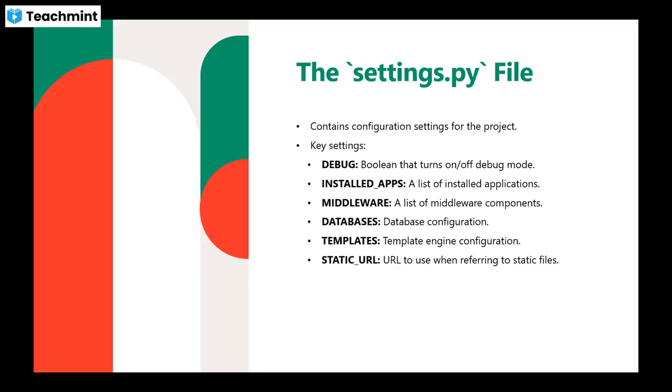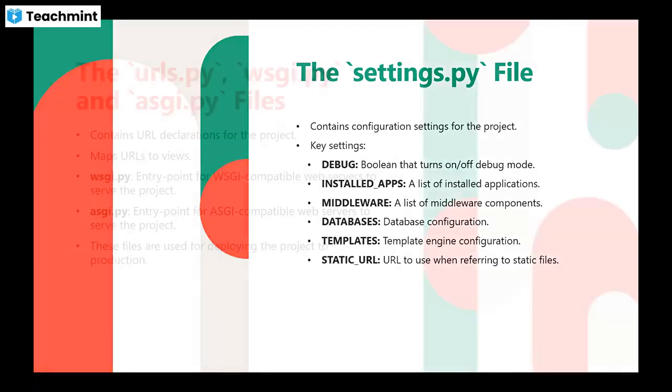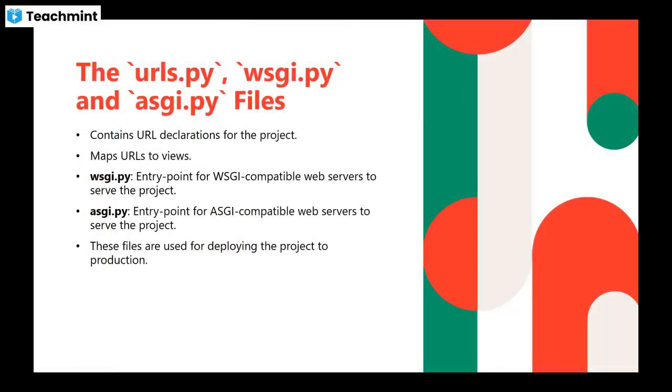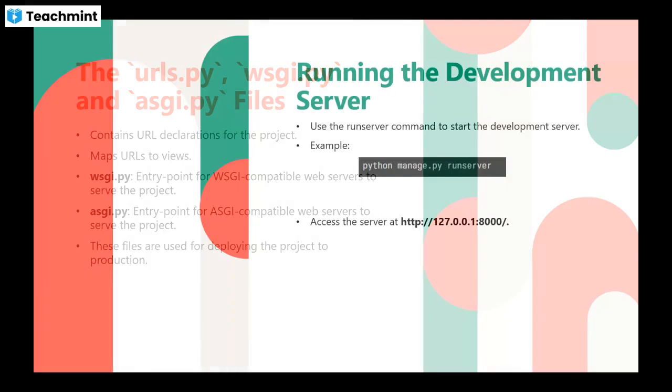And templates, as we said, templates are nothing but your HTML pages. Those mapping settings also will be built in this settings file. And the URLs, WSGI and ASGI files. As I said, this URL file will have the URL declarations, and WSGI and ASGI are the entry points of your application. So you don't need to worry about these pages, especially WSGI and ASGI. Those are entry points of your application, so you don't have to edit them. These are the files that your Django project holds.